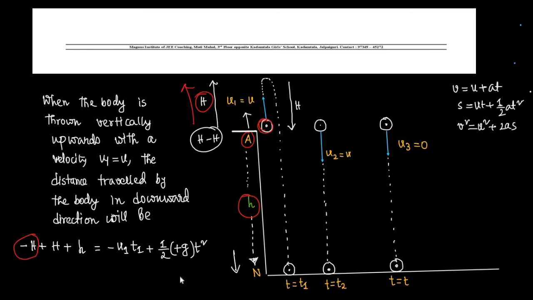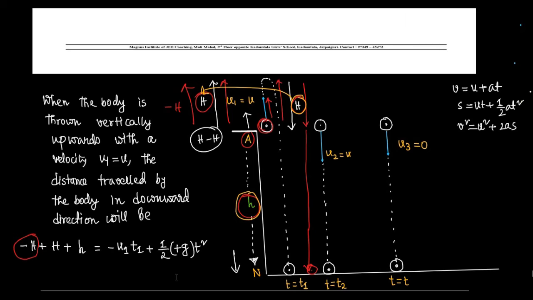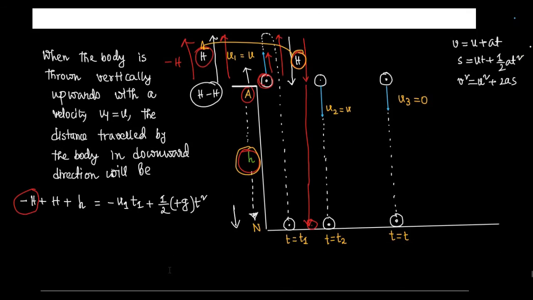And when a body is projected upwards from the top of the tower A, it traverses capital H distance, and when returning to the same point it will traverse the same distance capital H. During upward motion it will traverse minus capital H distance, and during downward motion before returning to the top of the tower it will traverse capital H distance, and capital H will cancel minus capital H, and resultant displacement will be what? Minus H plus H plus small h.